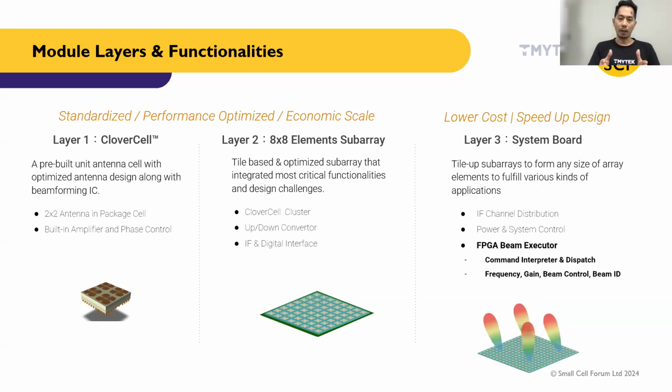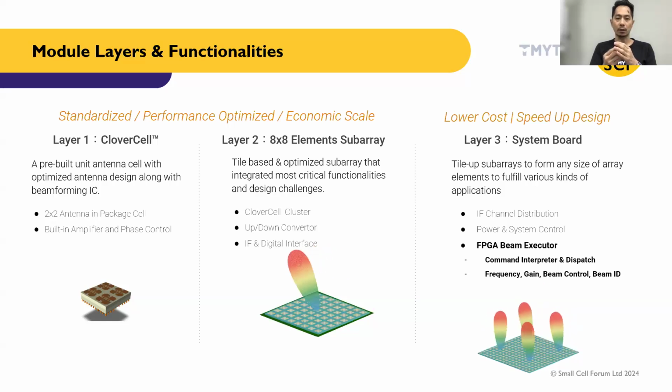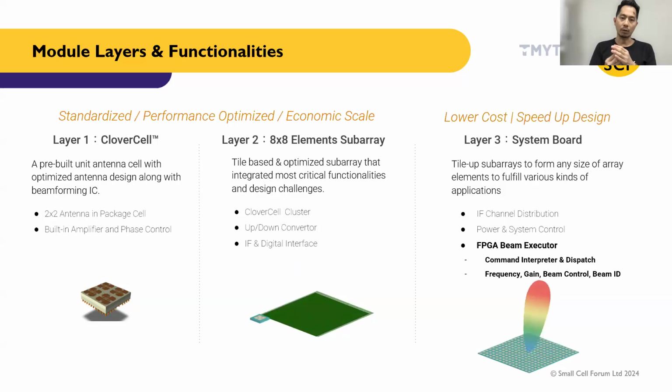And the 8x8 array is a cloud cell cluster. So we tie up many pieces of cloud cell into a larger array, and also, of course, generate higher EIRP. And also, the up-down converter is also designed in this array. And also, we designed a digital and analog interface all on this module. So this module, as I mentioned, contains all the high frequency and the most complicated design.